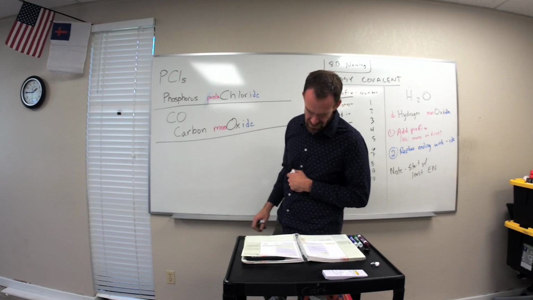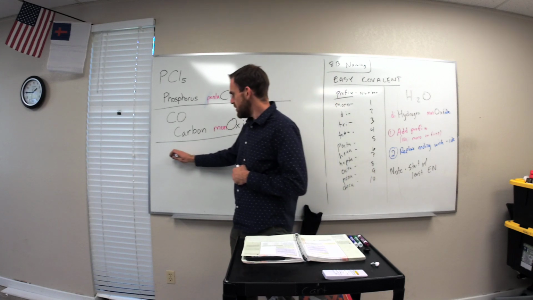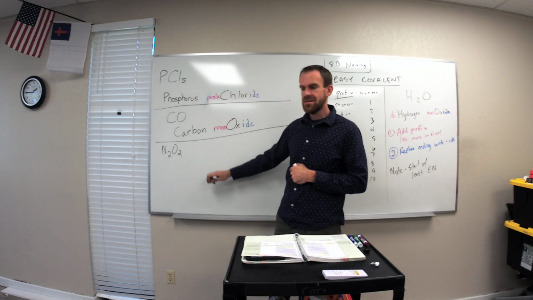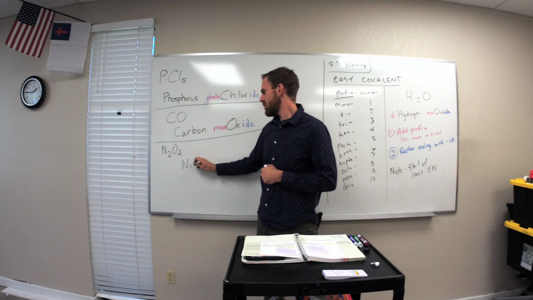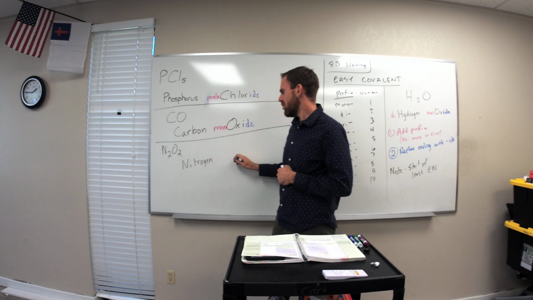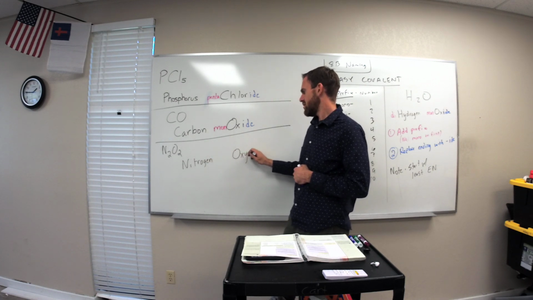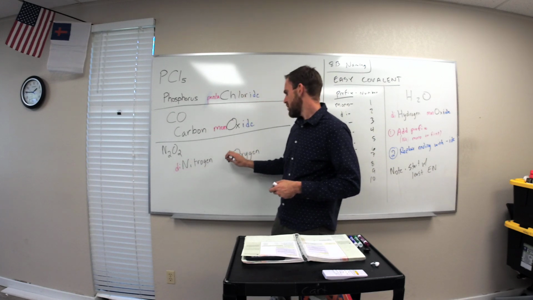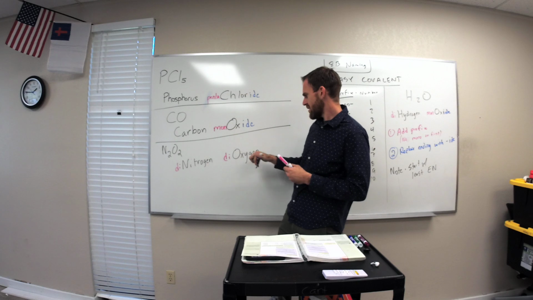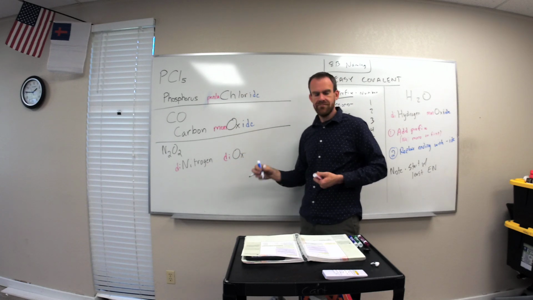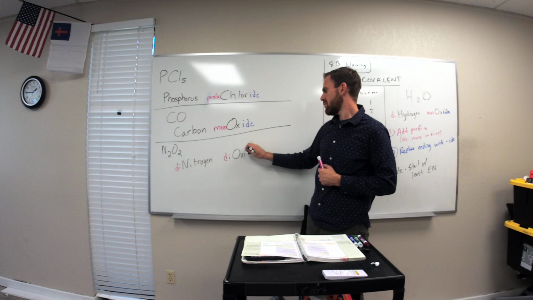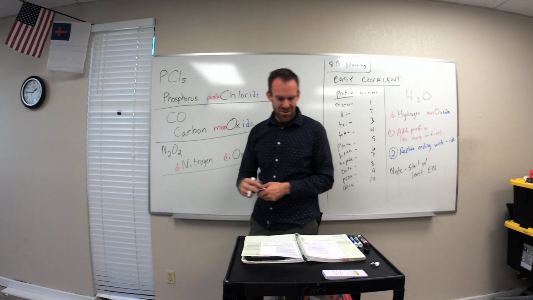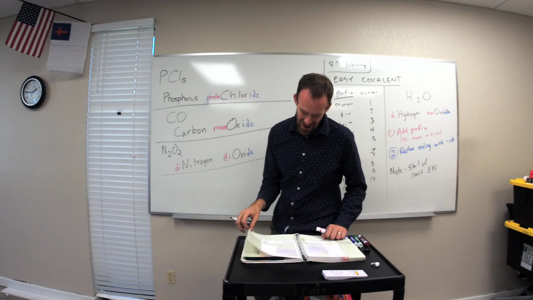How about N2O2? N is nitrogen. O is oxygen. Okay, we have two nitrogens, two oxygens. Nitrogen dioxide. That does not sound right. Dinitrogen dioxide.